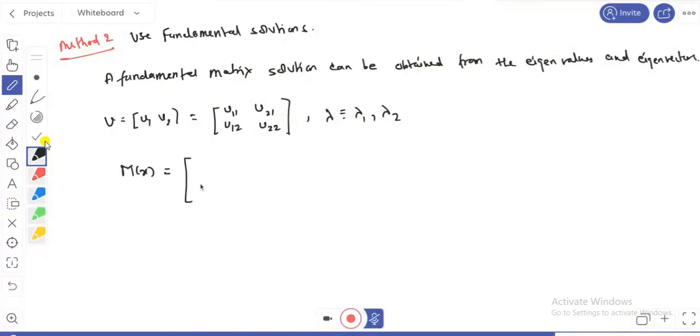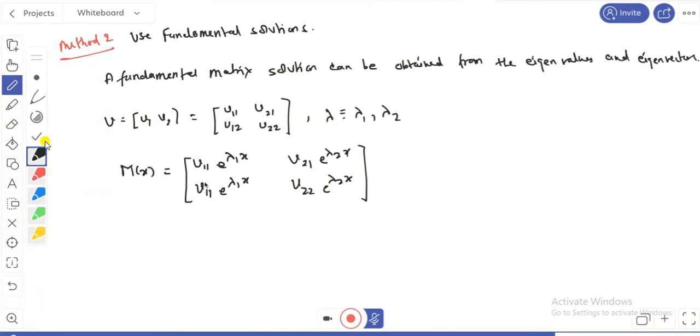The fundamental matrix will be: this first one multiplied by the eigenvalue λ1 x, and here this first one is e to the power λ1 x. And for the second, this is your second eigenvector for the second eigenvalue, and this is our second eigenvalue. This is your fundamental matrix.